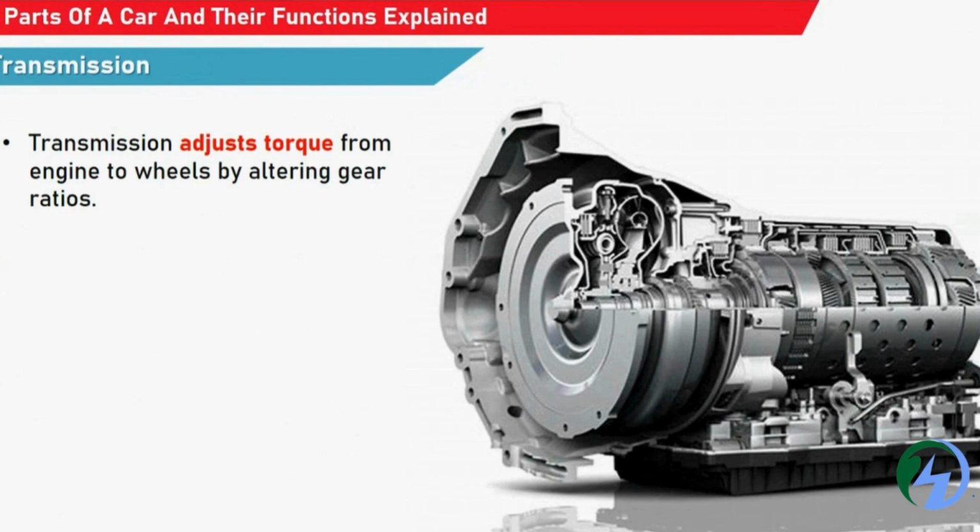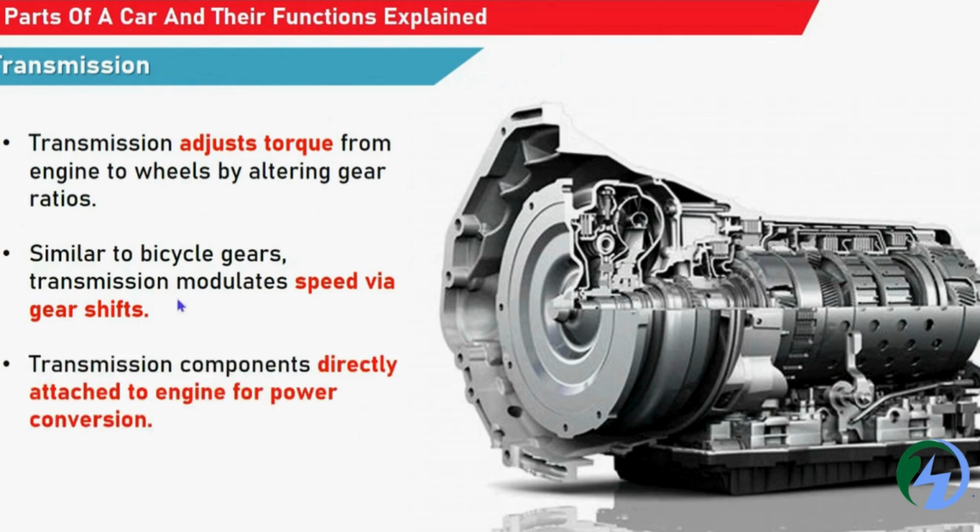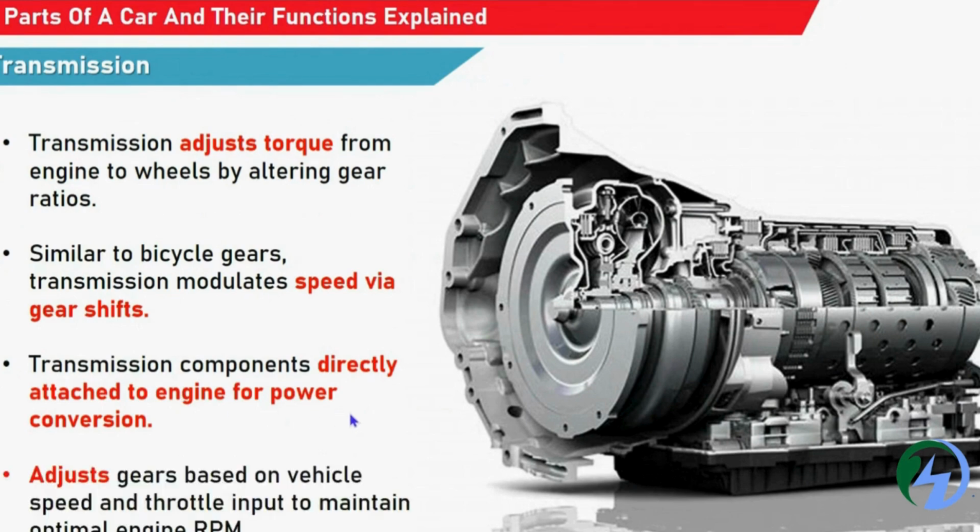What is the main purpose of the transmission? Transmission is used to adjust the torque. Whatever energy we generate from the engine is delivered to the wheels, so the torque should be adjusted. It is similar to bicycle gears, where we change the speed via the gear shifter. The transmission component is directly attached to the engine for power conversion, and it is part of adjusting the speed.